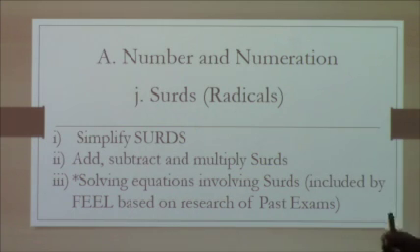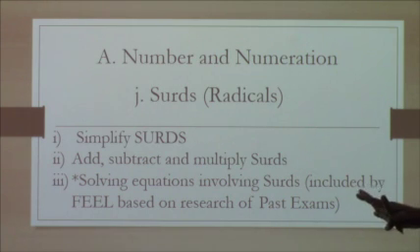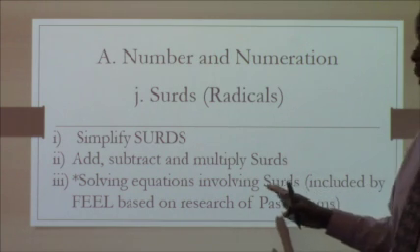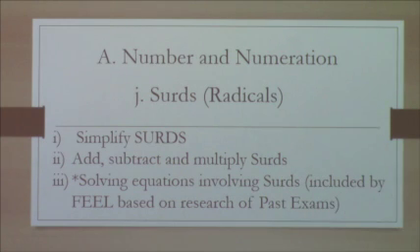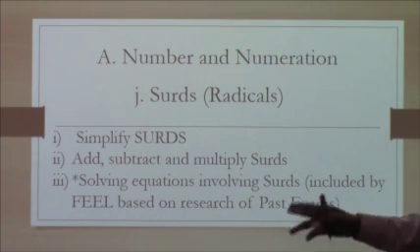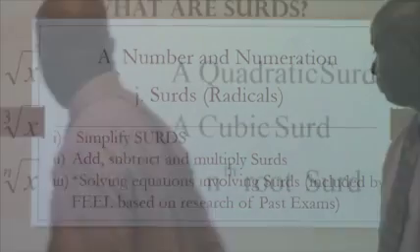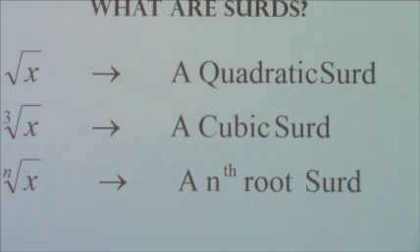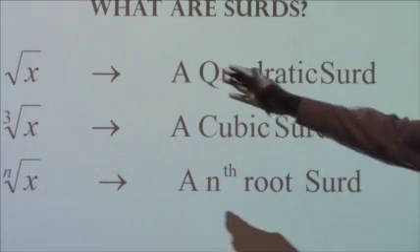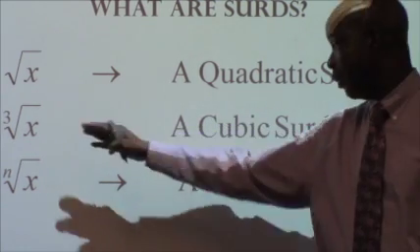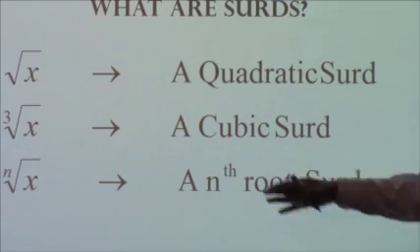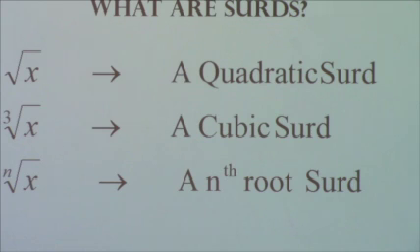So, interestingly, though this is not an objective of WAEC, WAEC continues to test students on this. So we have included some things from there. So basically, here's what a surd is. For example, we call this one a quadratic surd or a square root. We call this one a cubic surd or a cube root. And we call this an n root surd.